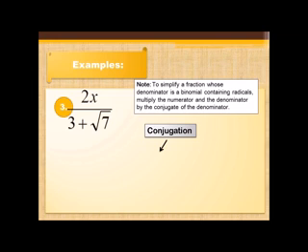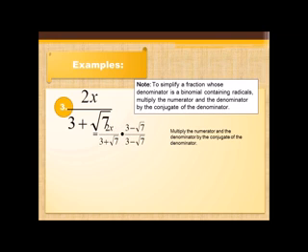Conjugation means the process of multiplying a binomial by another binomial which was formed by negating the second term of the original binomial. So let's multiply the numerator and the denominator by the conjugate of our denominator 3 plus square root of 7, which is 3 minus square root of 7. So this will become 2x over 3 plus square root of 7 times 3 minus square root of 7 over 3 minus square root of 7.